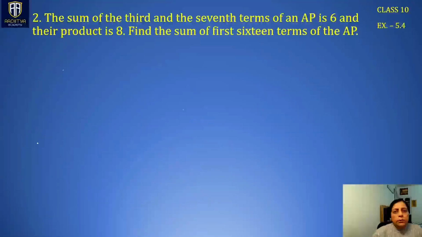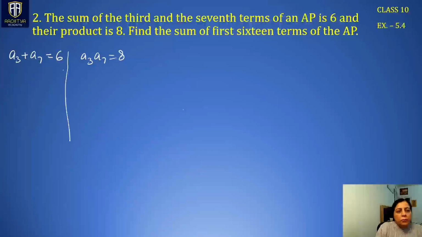Now the next question is, the sum of the third and the seventh terms of an AP is 6 and the product is 8. The sum of the third and the seventh term, a3 and a7, add up to 6, right? And the product is 8. That means the product of these two terms is 8.